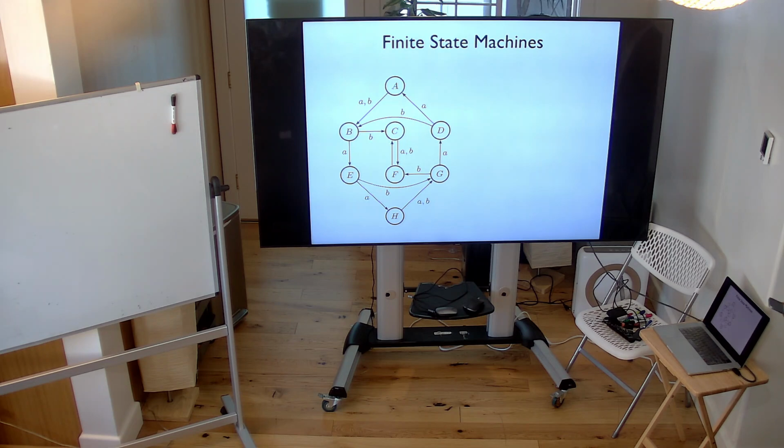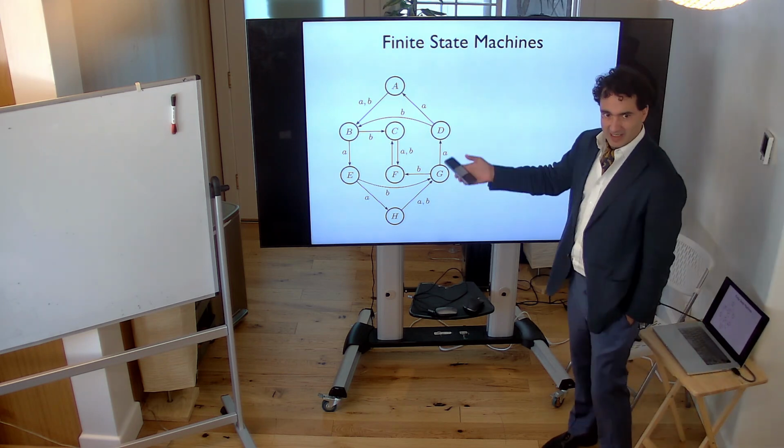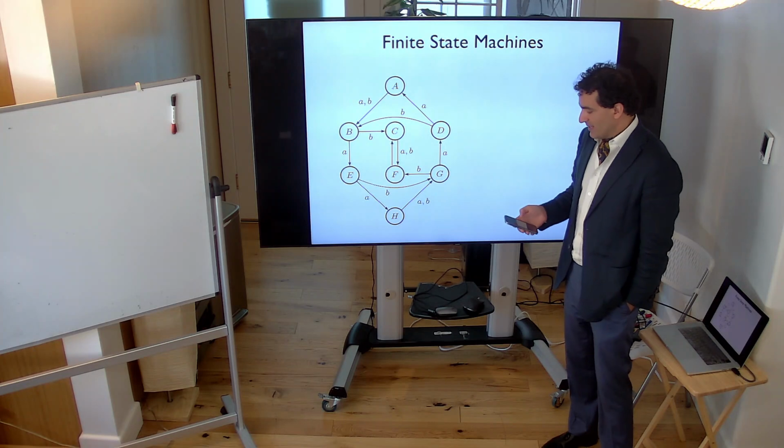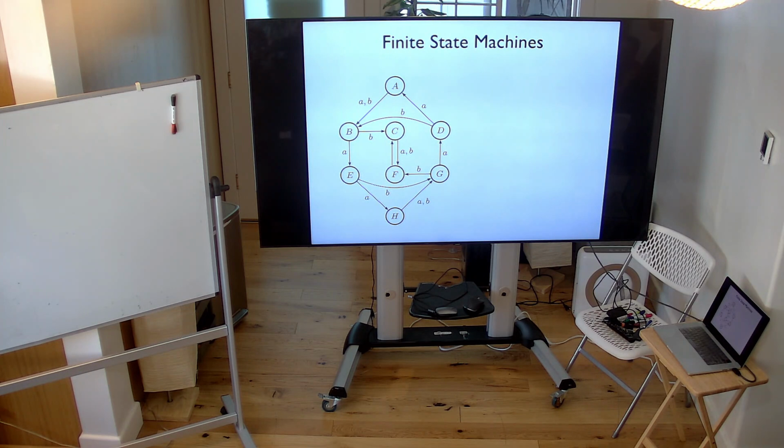How do we represent them to ourselves? Here's an example. Here's a representation, using that word informally, of a finite state machine. This is a representation of a way of thinking, a pattern of thinking. It has two things. It has a finite number of internal states, which I've labeled A, B, C, D, E, F, G, all the way to H. And then it takes inputs, and in fact, this is a really simple system. It only takes two kinds of inputs.